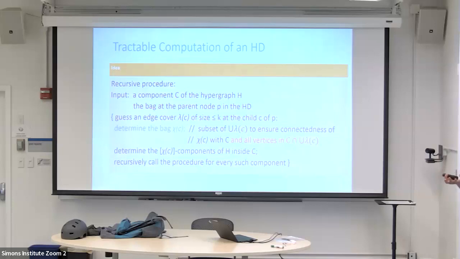And now we have to determine the bag. Which vertices do we want to cover? Of course, we can only cover vertices which are contained in the edges. That's clear. But which subset shall we take? First of all, this is the gateway between the parent and the component below. If the parent and the component below share a vertex which cannot be covered, then we can immediately stop and go on to the next edge cover. This is not a valid edge cover, because the connectedness condition is violated here. If the parent has something which the component has, but not the child, this doesn't work.